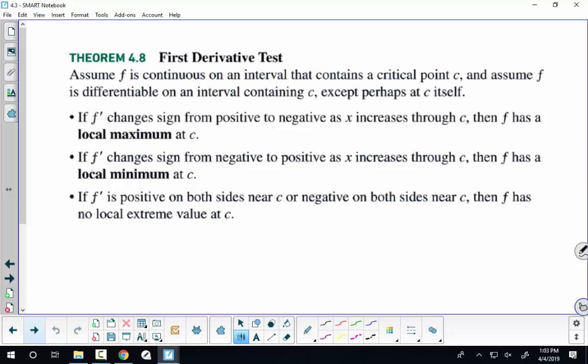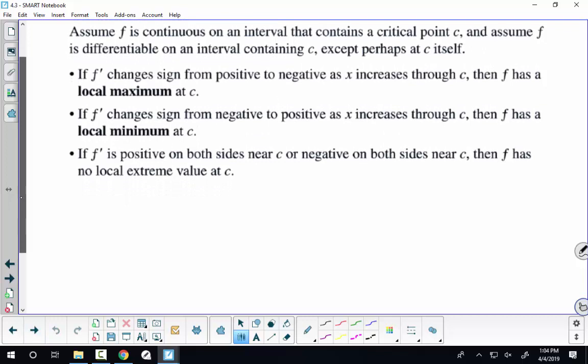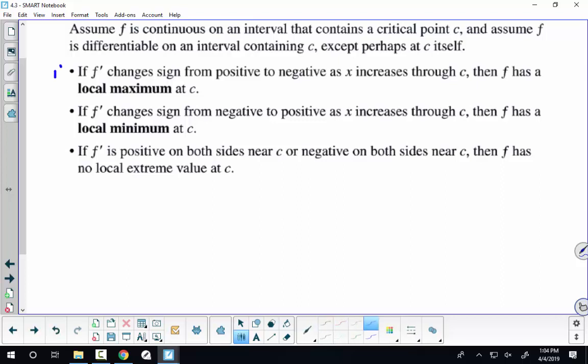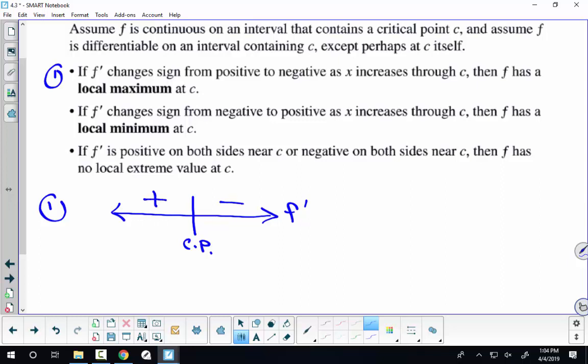And really it's in addition to what we were doing in those last two examples. So the first derivative test says if f prime changes from positive to negative as x increases through c, then f has a local maximum. So, an example of that would be, here's the sign chart for our first derivative, here's some critical point, and the first derivative is changing from positive to negative.